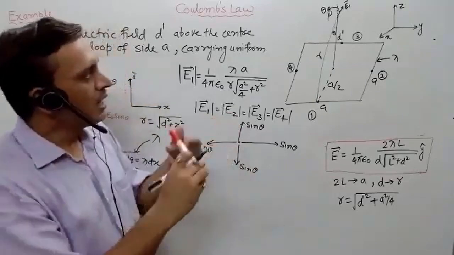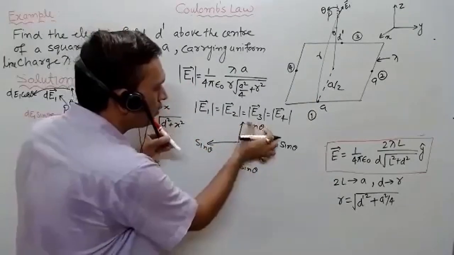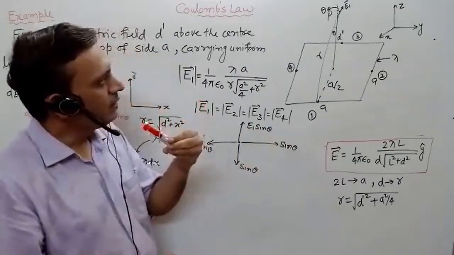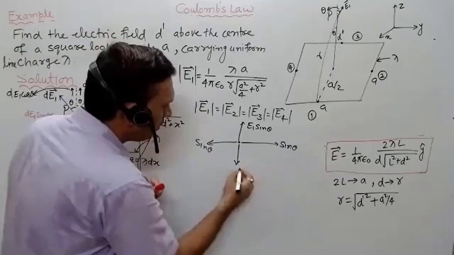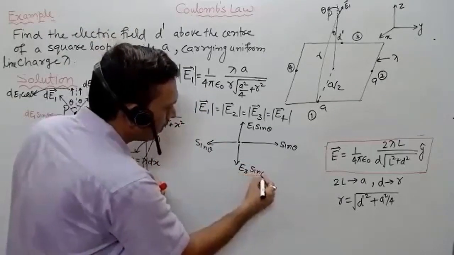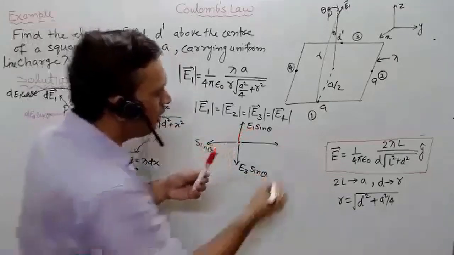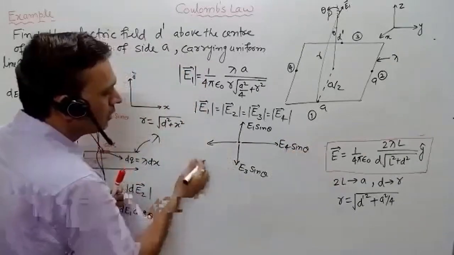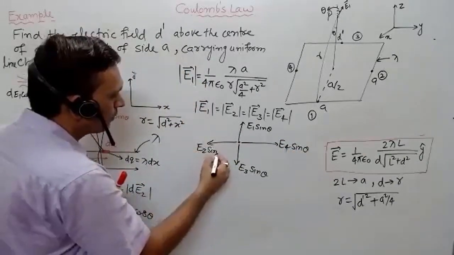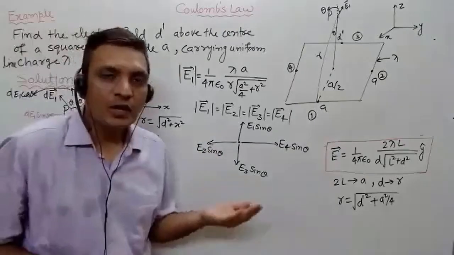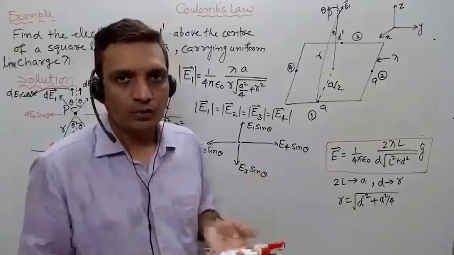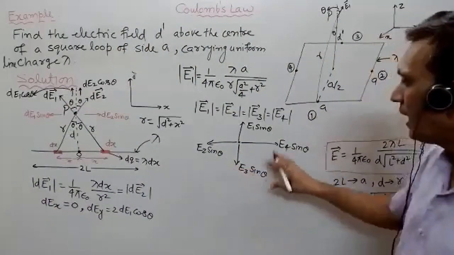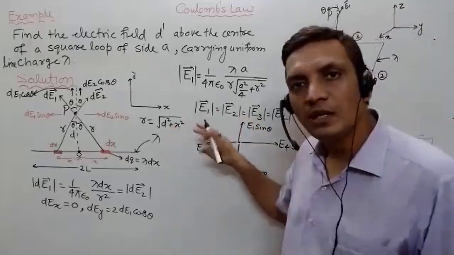For example, if this direction is E1, this component you can write as E1 sine theta. And this direction is E3, so this component is E3 sine theta. Similarly, this component is E4, so this is E4 sine theta. And this component is E2 sine theta. So in the XY plane, the sine theta components will cancel out. So the resultant in the XY plane will be 0.